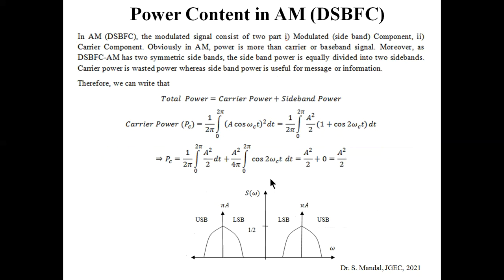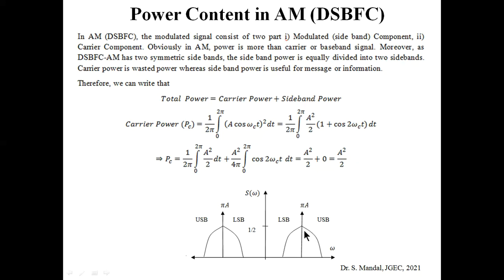Now coming to the next topic, that is how to calculate power in DSBFC AM. So our objective is to find out the power content in AM. In case of DSBFC, we already know that there are two components. One is the sideband, another is the carrier part. So obviously total power will be the carrier power plus sideband power. Okay, and moreover we know that the sideband has been divided into two parts, USB and LSB. As sidebands, USB and LSB are symmetric with each other with respect to the carrier.